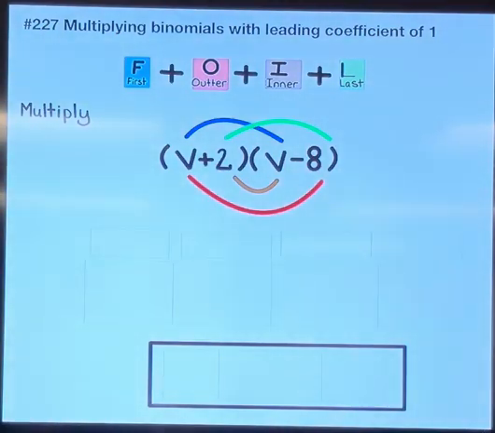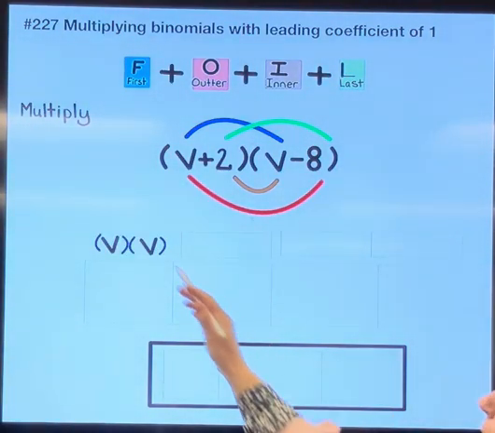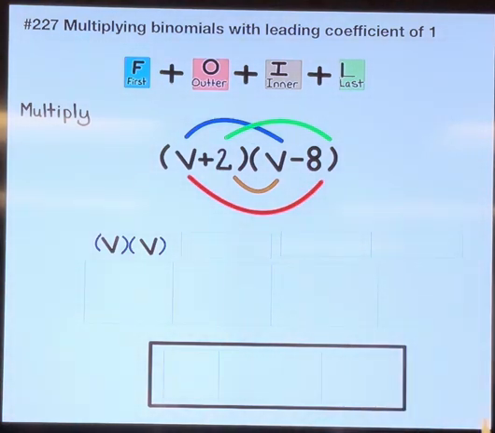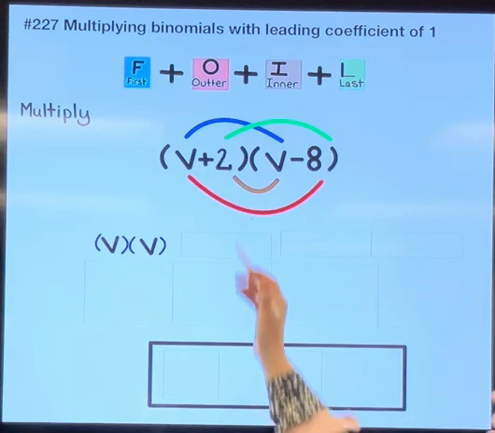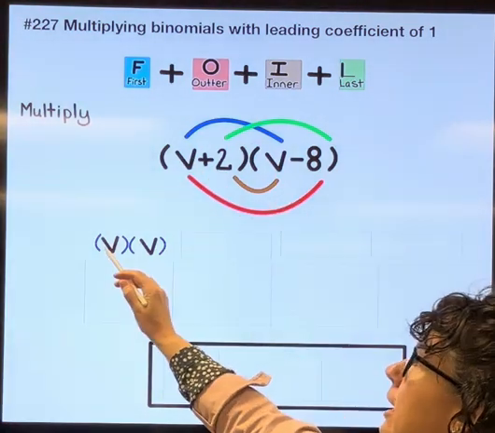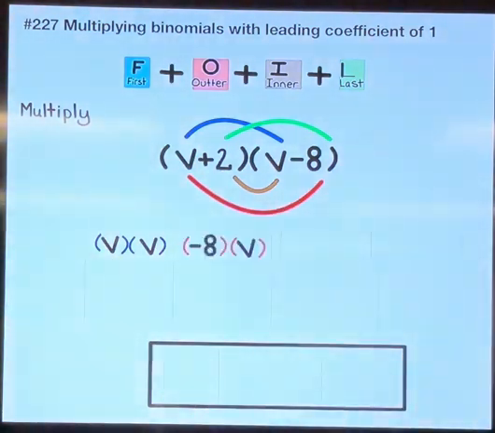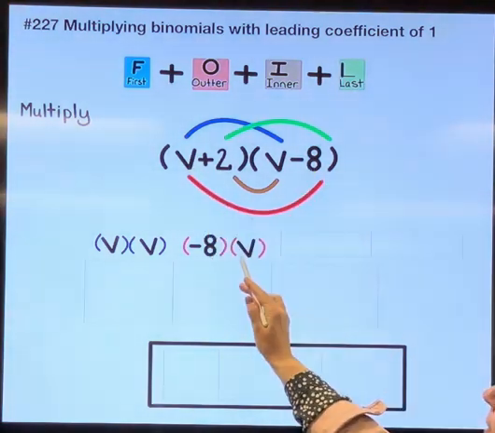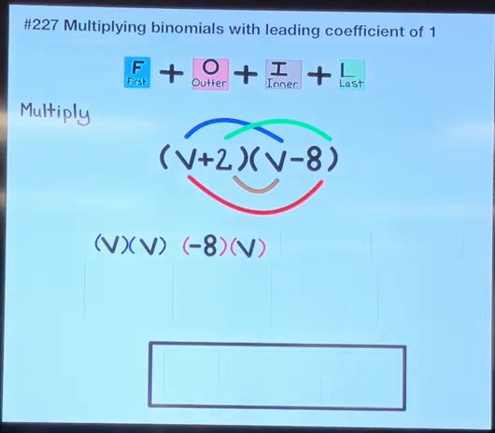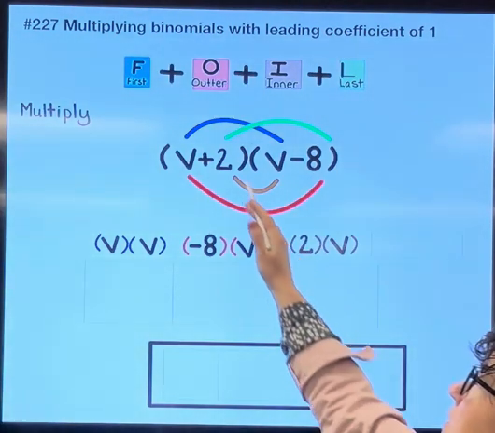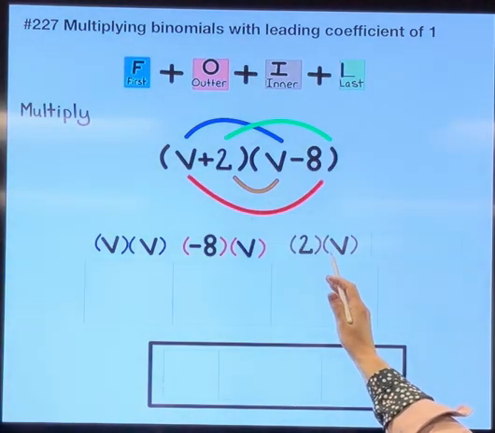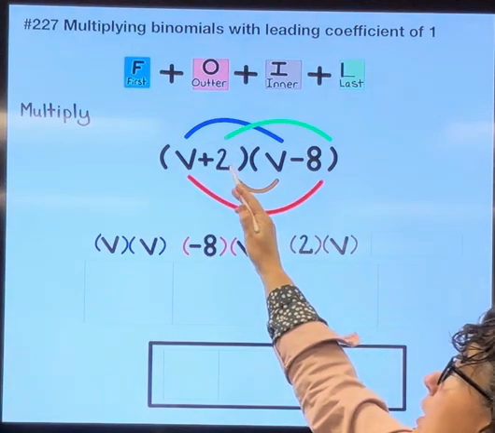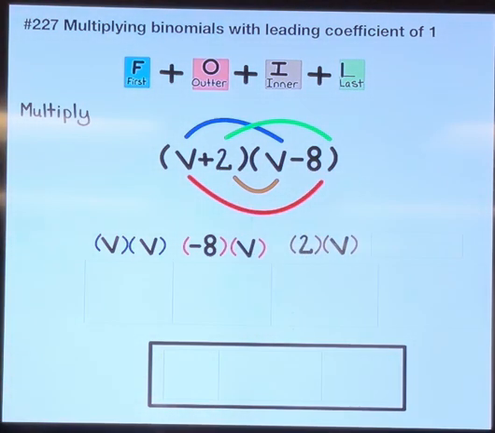All right, so I'm going to jot down, this is the line that you probably don't write on your paper, but it helps you to see what's going on in my head. So again, those front ones being connected are V and V. The outside ones are V and -8. The inside ones are 2 and V. And then the last ones are 2 and -8.